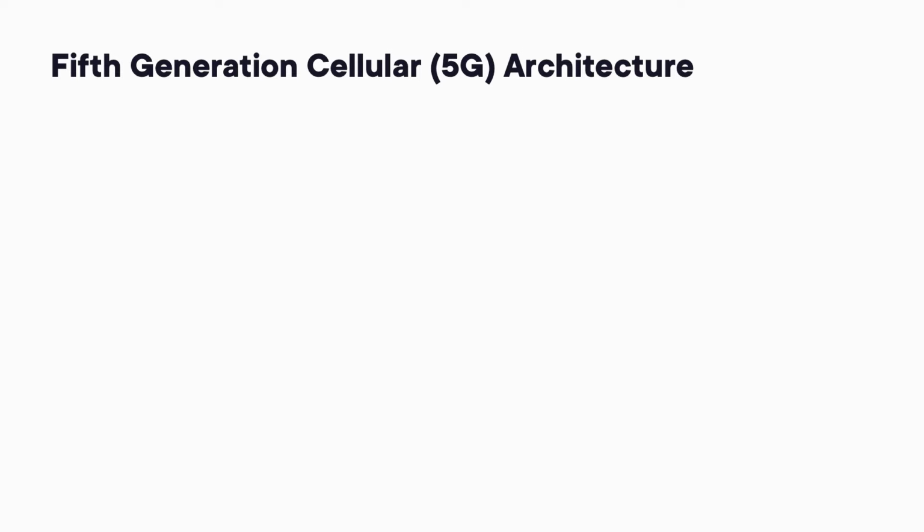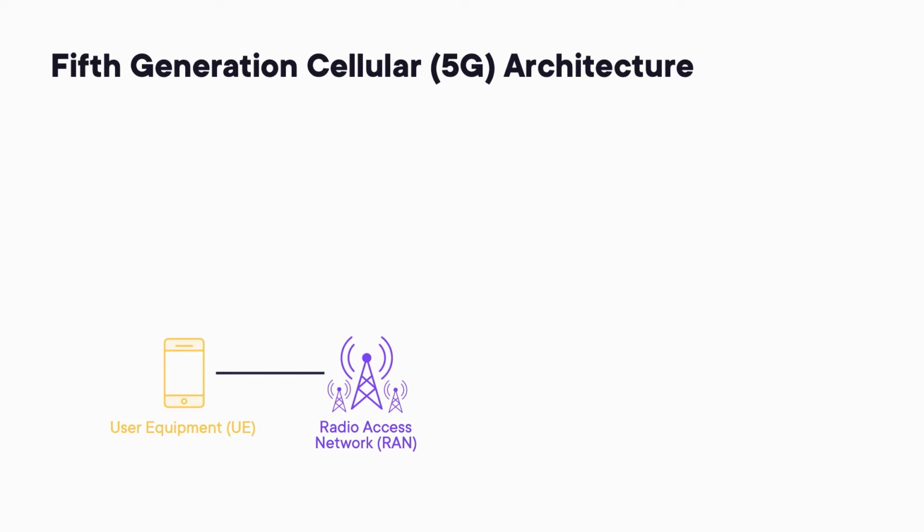A few clips ago, I talked about wireless network access using cellular. Let's dig a little deeper into 5G technology. The cellular client is known as the user equipment or UE. This might be a smartphone or cellular-enabled CE router. The UE connects to a cell tower, which is part of the radio access network or RAN.